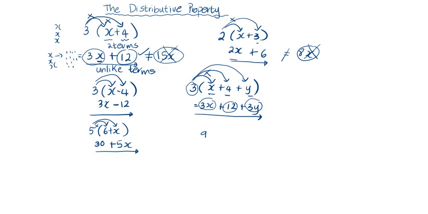Just one more example. Let's say we had 9, and then we have 3 minus x inside. So 9 times 3 will give us 27, and we have a minus inside, so it's going to be minus, and 9 times x is 9x, and that is how you use the distributive property.